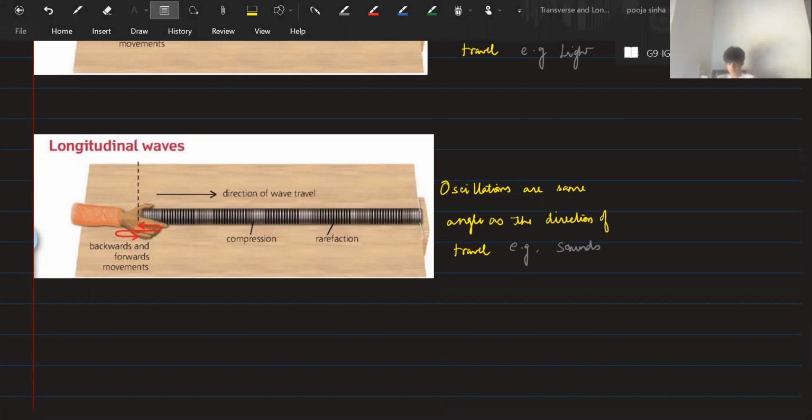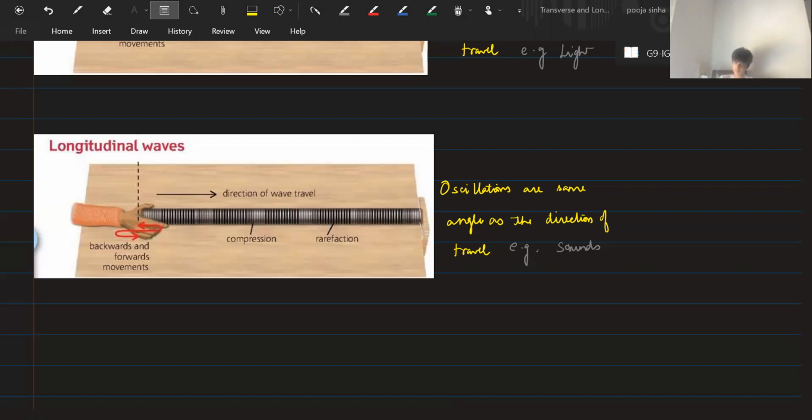Okay. Now, do you see in the diagram, there is something called compression and rarefaction given? Compression and rarefaction. What is that? Compression is when all the particles are very close together, which is very good in longitudinal waves to pass on the energy. And rarefaction is the opposite, where particles are away from each other.